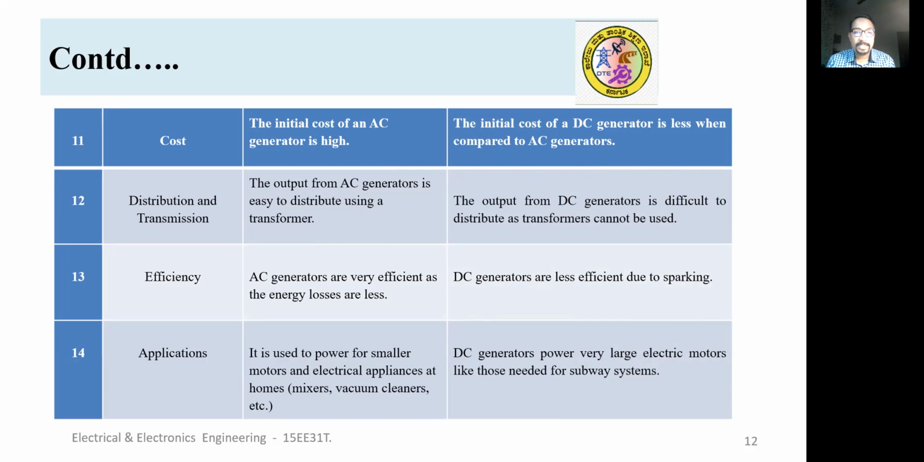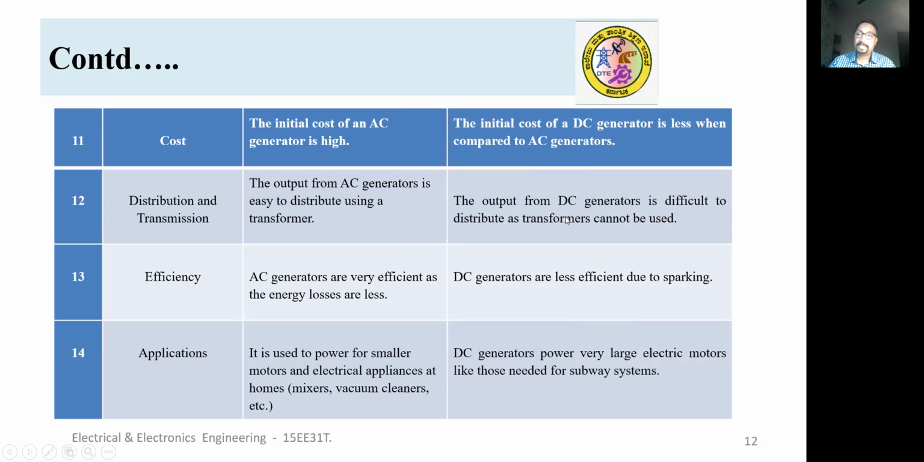The next point is distribution and transmission. The output of the AC generator is easily distributed by using a transformer. In the very beginning slides, we learned why AC is much more popular than DC. It is because of the transformer. The transformer is the big reason why AC is much more popular than DC. So based on that concept, the output from an AC generator is easy to distribute using a transformer. But in the case of DC, we don't have the facility of a transformer.